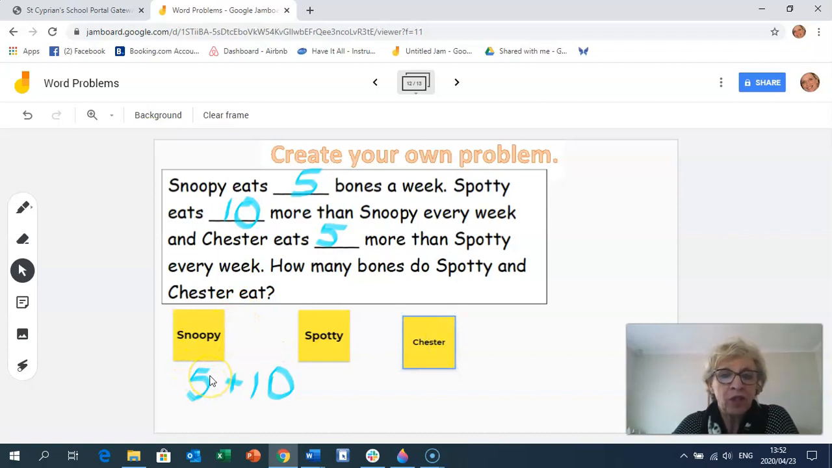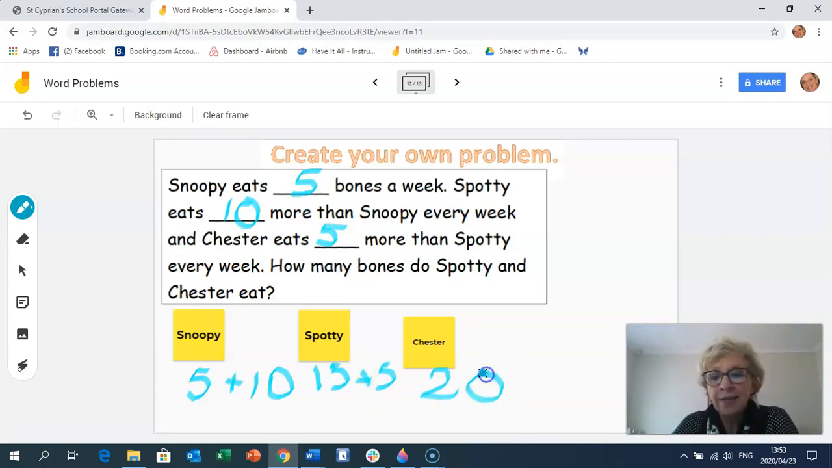Snoopy eats 5 bones a week. Spotty eats 10 more than Snoopy every week. So 5 plus 10 is 15. And then Chester eats 5 more than Spotty. So 15 plus 5 equals 20. And sometimes when you're practicing your word problems, you can actually write these out or print them out, leave the numbers out, and set yourself to put different numbers in for you to practice yourself.